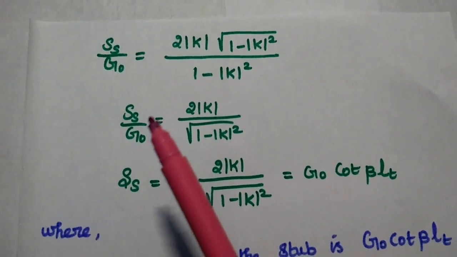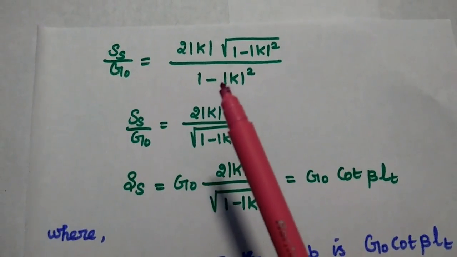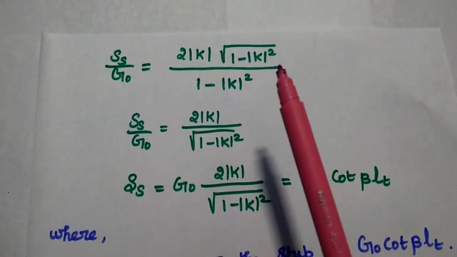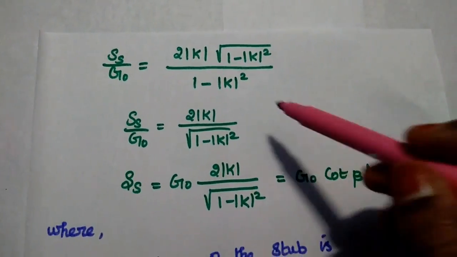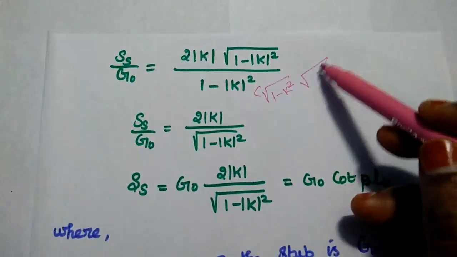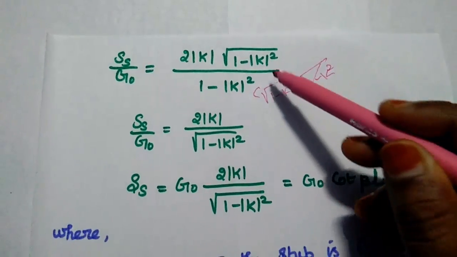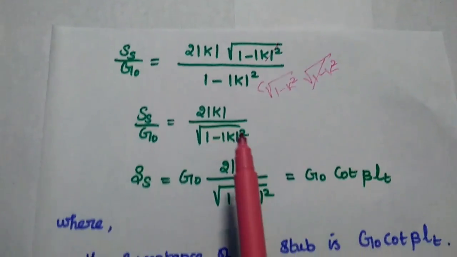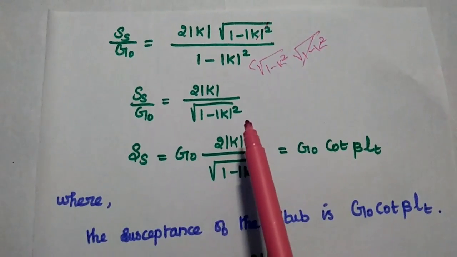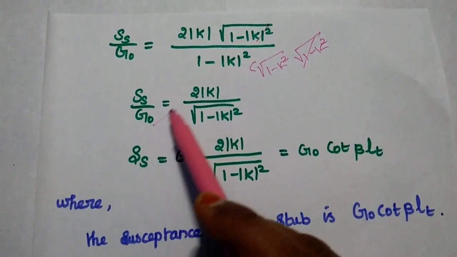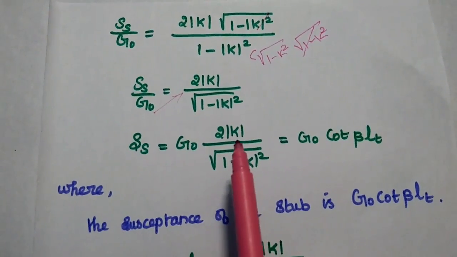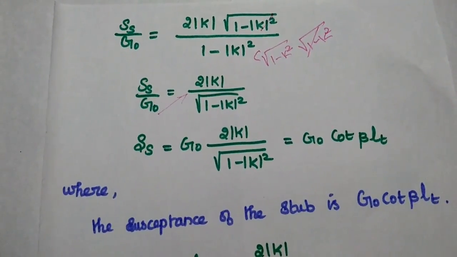The normalized susceptance SS by G naught is equal to 2k. The sin of cos inverse k can be written as square root of 1 minus k square divided by 1 minus k square. This 1 minus k square can be written as square root of 1 minus k square into square root of 1 minus k square. We can divide these two values, right? Then we can get the value as 2k divided by square root of 1 minus k square. So here we can move this G naught value to this side. So the susceptance is equal to G naught into 2k divided by root of 1 minus k square.